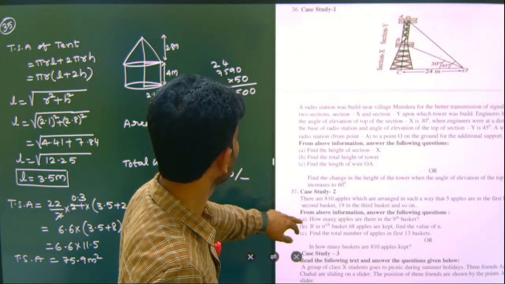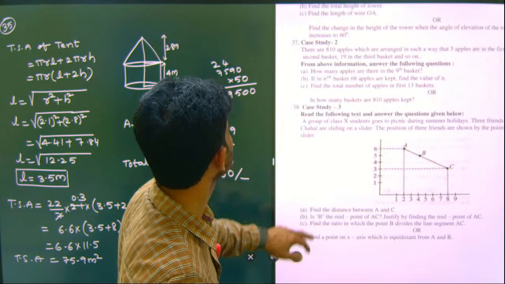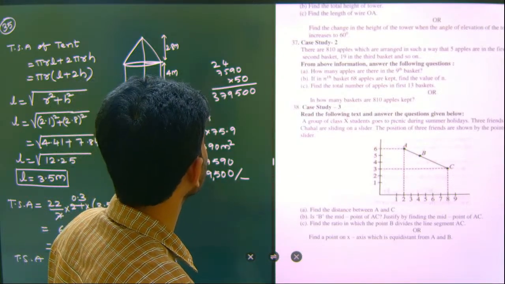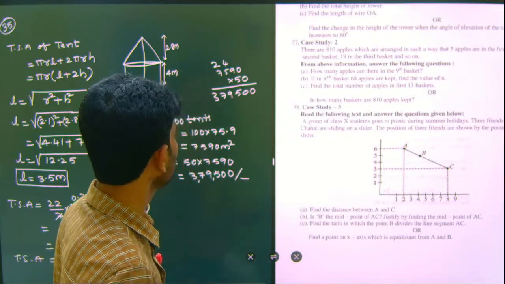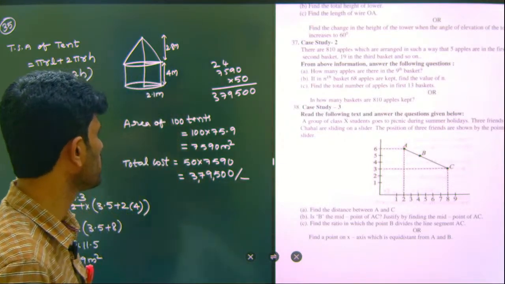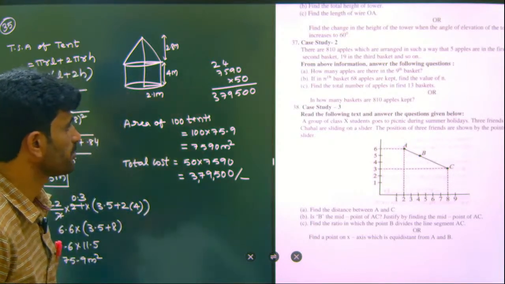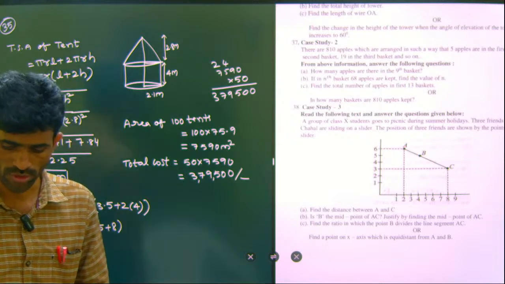Applications of trigonometry is one case study, and another case study is: 5 apples are in the first bucket, 12 are in the second bucket, 19 are in the third bucket. Arithmetic progression is the second case study, and coordinate geometry is the third case study. So for these 3 chapters' case studies, practice well. Hope you understood all these solutions.